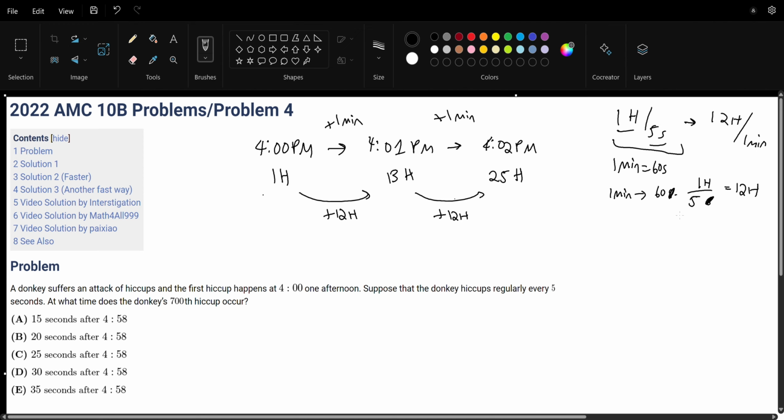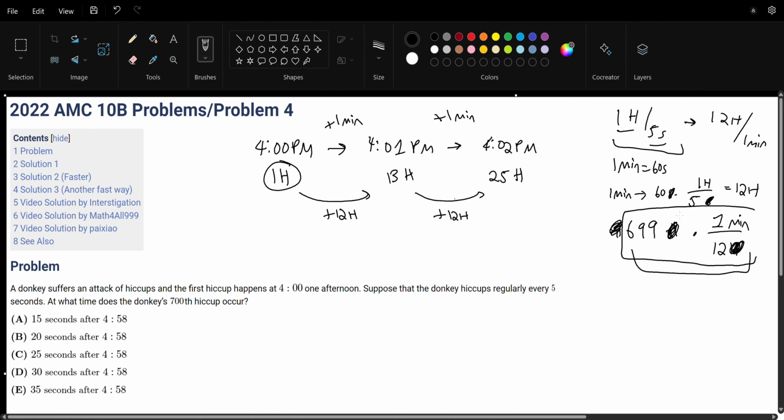Well, how many more hiccups do we need? We already began at one hiccup, so we need 699 more hiccups to reach our 700 total. And we know that every 12 hiccups happen in 1 minute. So if we multiply this out, the units of hiccups and hiccups cancel, and we're left with a number that represents the total number of minutes that it took to reach 699 more hiccups. So 699 divided by 12 gives us our answer.